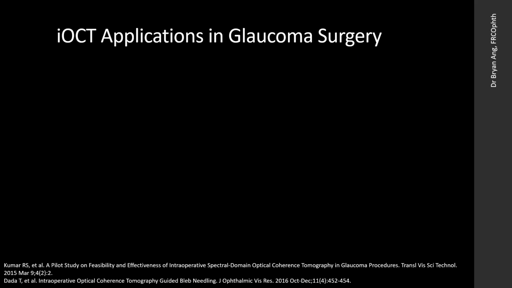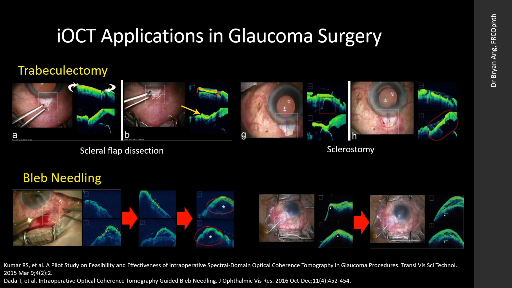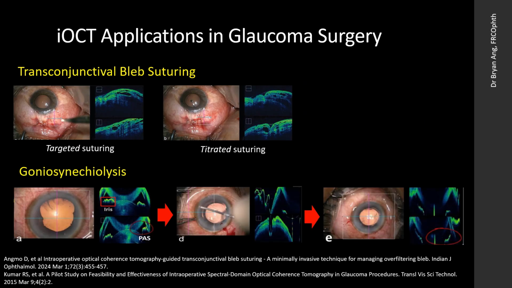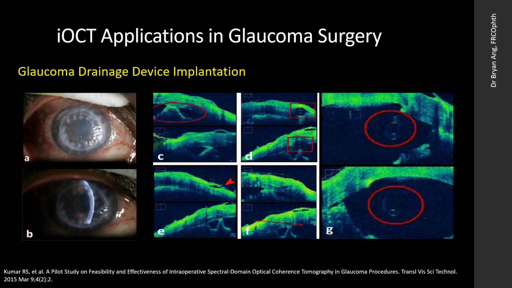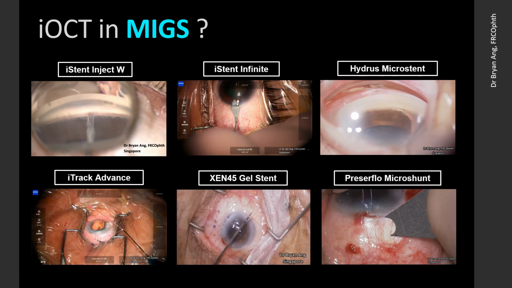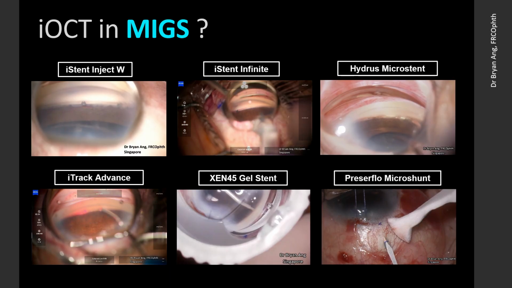In more traditional glaucoma surgery, literature has reported the use of the iOCT in trabeculectomy surgeries, in bleb needling procedures, transconjunctival bleb suturing, goniosynechiolysis, as well as in glaucoma drainage device implantation. But how about in MIGS or minimally invasive glaucoma surgery? Does the iOCT have any potential role to play in this spectrum of new and emerging surgeries?